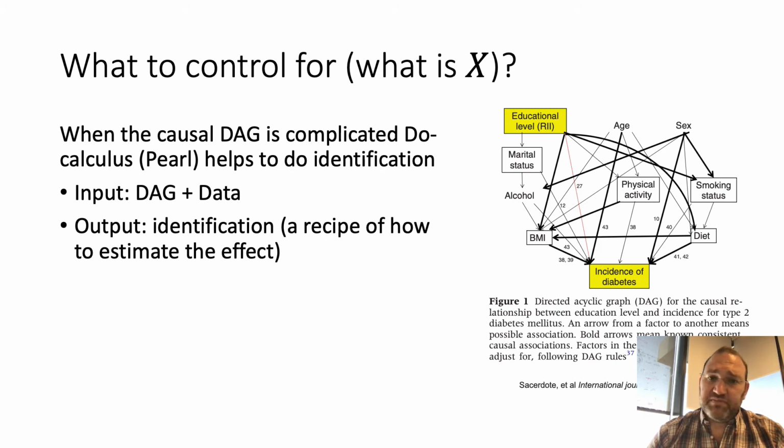If we take some very complicated DAG, very complicated causal relationship between variables, it's very hard to know what to control for. And for this, Judea Pearl invented something called the do-calculus, which will help you to understand what variables you should control for when estimating the effect between some action and some outcome. This process is also called identification, which is like a recipe of how to estimate the effect. If we do not follow this recipe, we get a totally wrong result for the effect of this variable on the outcome.